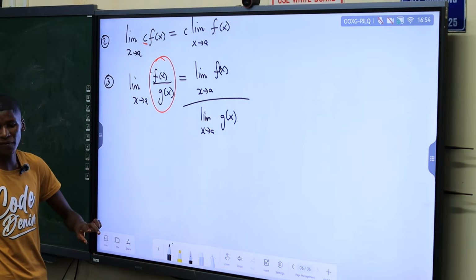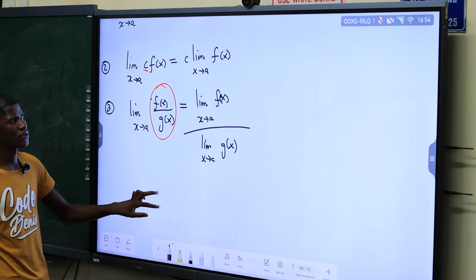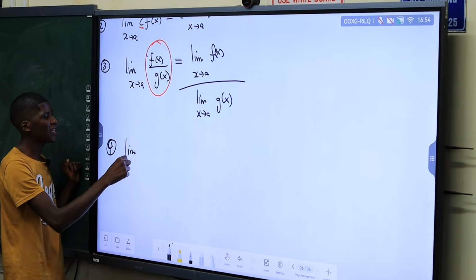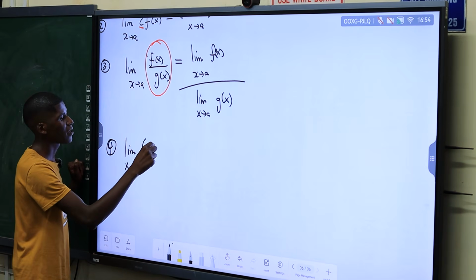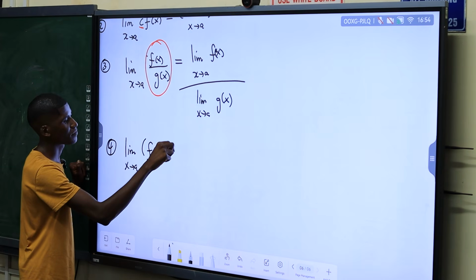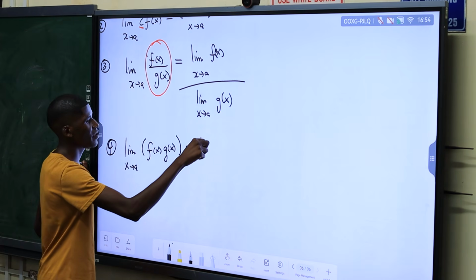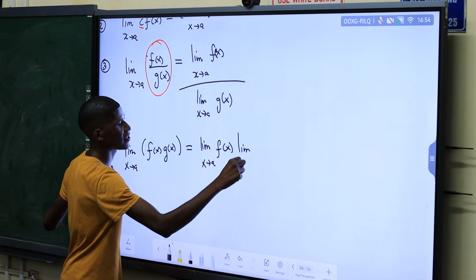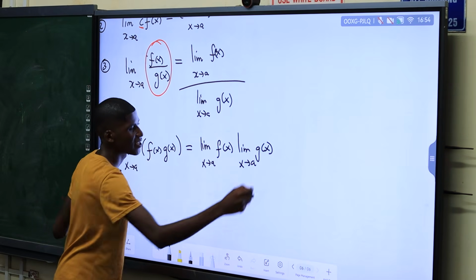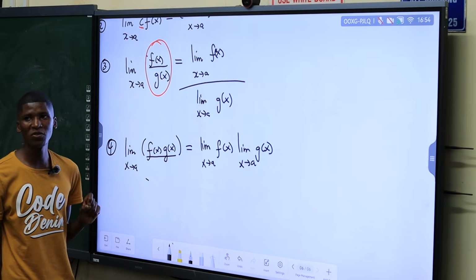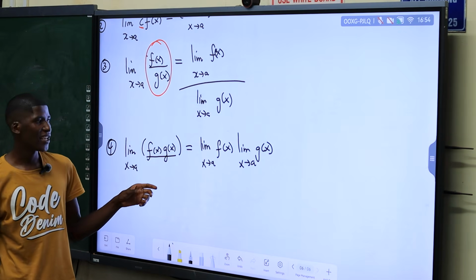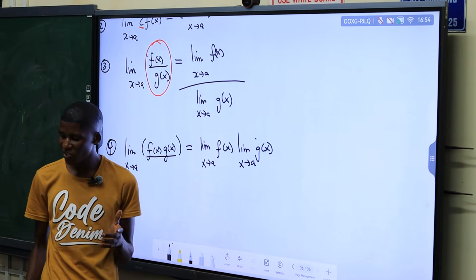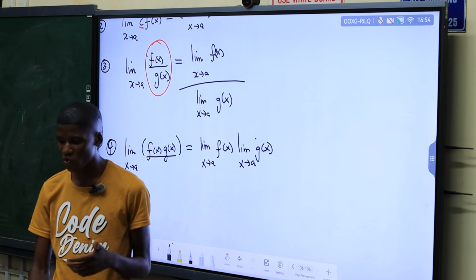It doesn't apply to a multiplication, does it? Oh yes, it does. You can have the limit as x approaches a of f of x times g of x equal to the limit as x approaches a of f of x times the limit as x approaches a of g of x. So for a limit of two functions that are multiplied, the limit of the product function is equal to the product of the limits of the separated functions. You just need to know how to apply it. I'm just defining it so that you will see.